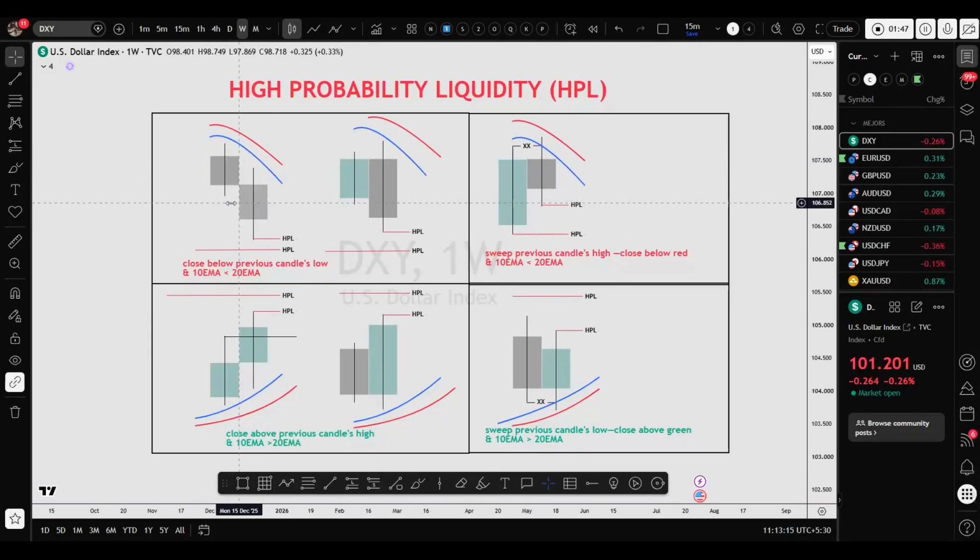The first two patterns are pretty much the same because they close below the previous candle's low. In this case it's a bullish candle and in this case it's a bearish candle, but in both cases we are closing below the previous candle's low. So whenever this kind of pattern appears in front of me, I just quickly target the previous day's low or previous week's low. Let's say it's a week. If it's a weekly chart, then it's the previous weekly low.